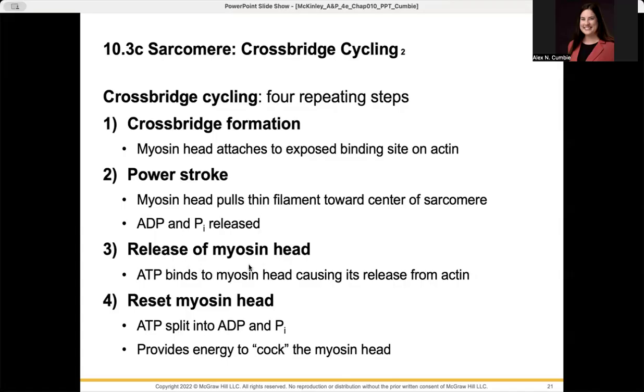Then we have a release of the myosin head. ATP binds again, causing it to release. And then we reset, where we have ATP coming in, hydrolyzing, and then causing that connection to form, and we do the power stroke all over again. A little bit complicated. I'm going to show you guys a video, which will definitely help with that.